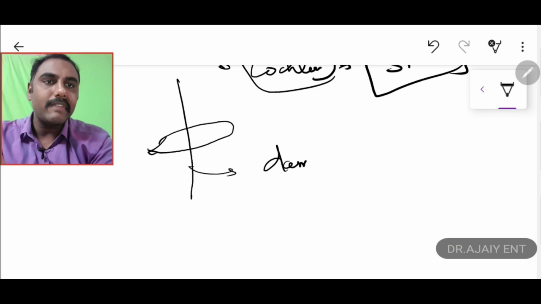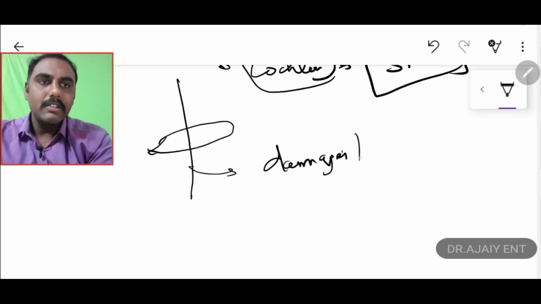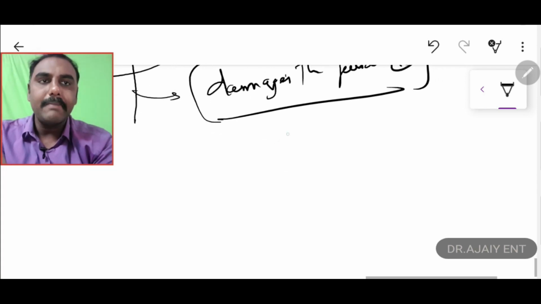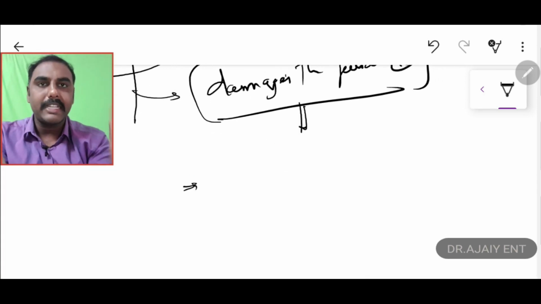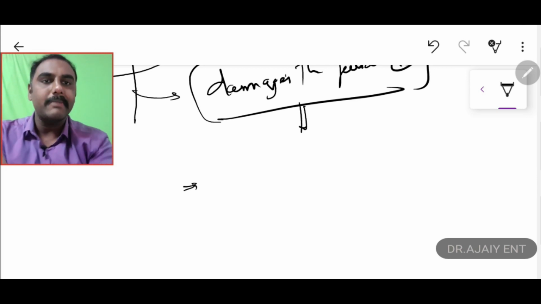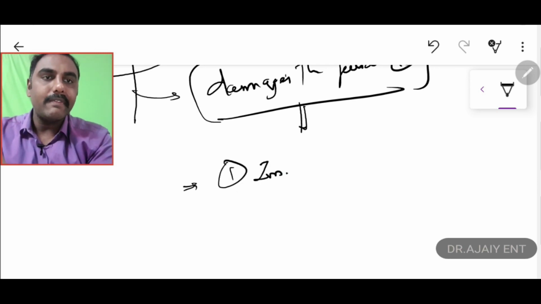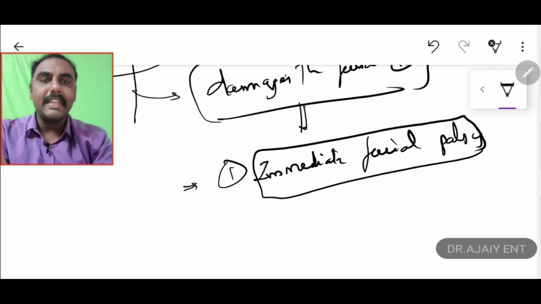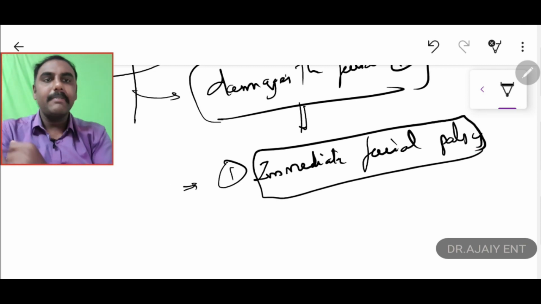Okay, so what does it do? It damages the facial nerve. So what happens? There will be an immediate damage to the facial nerve. So the patient, when he is presenting in OPD, when he is presenting in the emergency department, he will present with the immediate facial paralysis, immediate facial palsy. Rather than a delayed facial palsy, here he will present with the immediate facial palsy.